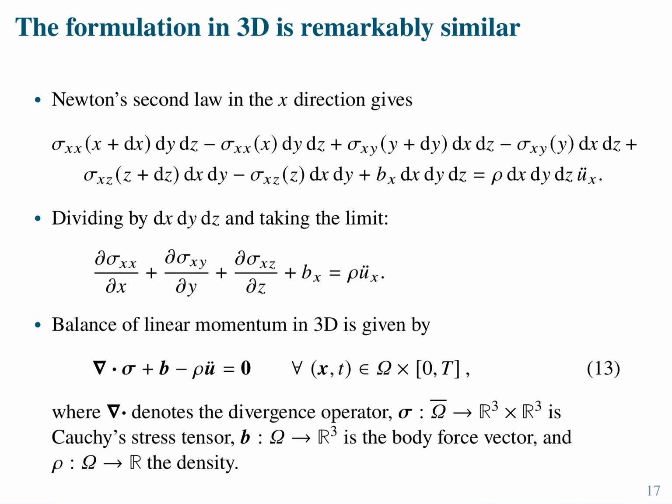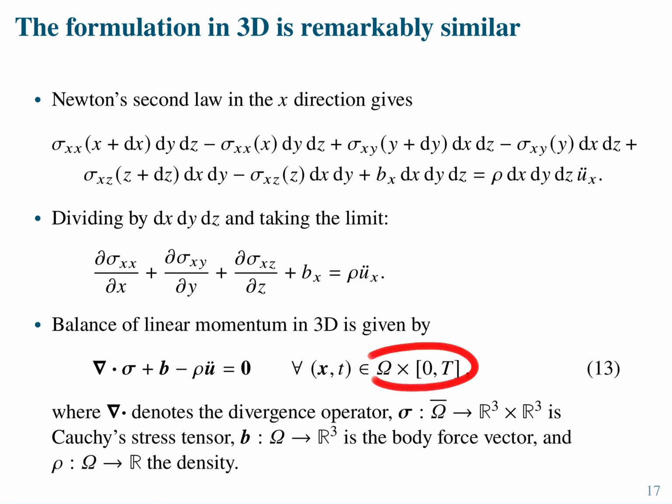We do the same with the other 2 directions, and then we get this equation where we have the divergence of the stress tensor plus the body force minus rho times the acceleration equal to 0. Now we have 3 equations, that's why it's equal to the 0 vector. That 0 vector has 3 components, because this is actually 3 equations, and that has to be the case. So this has to hold for all x and t. Notice that now x is a vector. It's no longer a scalar, as it was in 1D.